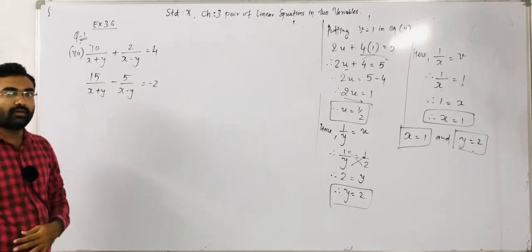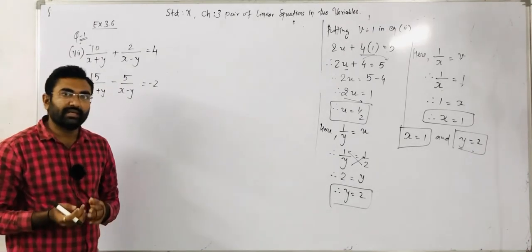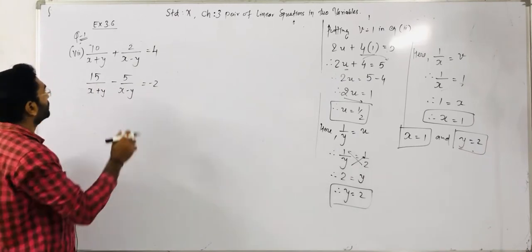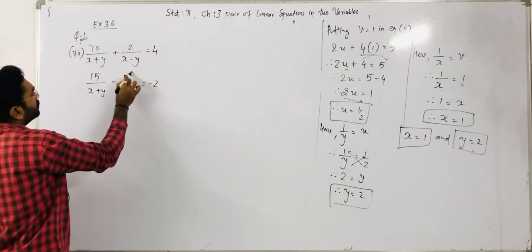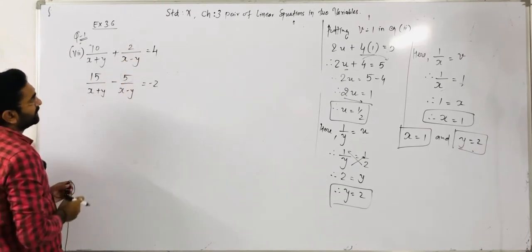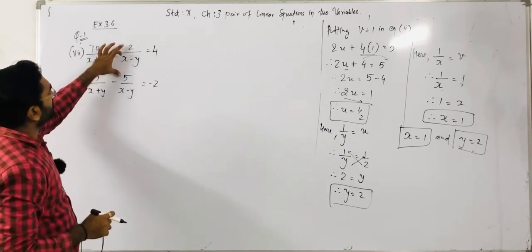So directly we cannot apply the elimination method. In the elimination method, what we are doing is making the coefficients the same. So here, I want to make the coefficients of 1 upon x minus y, which is 2, and of 1 upon x plus y, which is 5, equal.